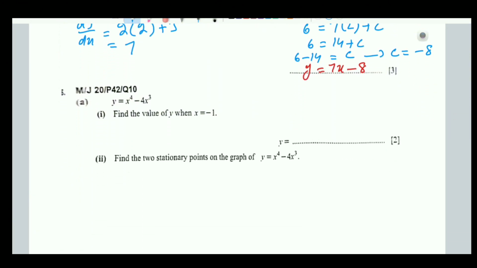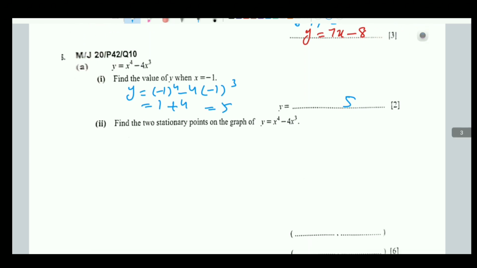Find the value of y when x is equal to minus 1. Simple. Y is equal to minus 1 to the 4, minus 4 into minus 1 cube, 1 minus, minus 1 cube will be minus 1, is plus 4, and that is 5. 5 is the answer.